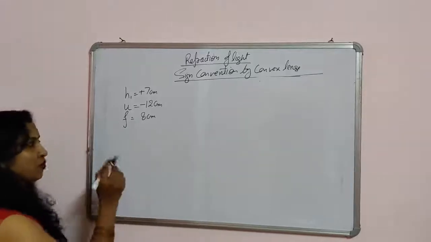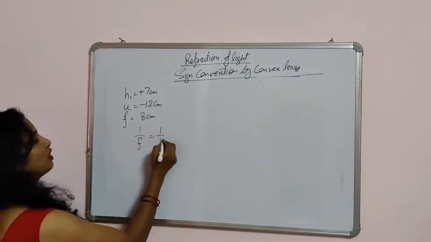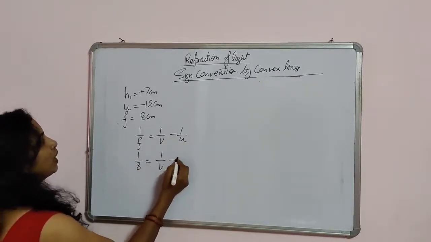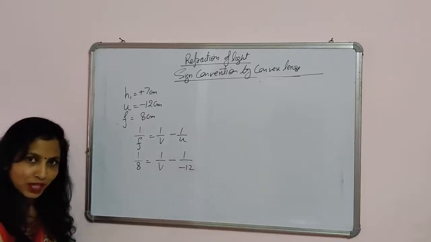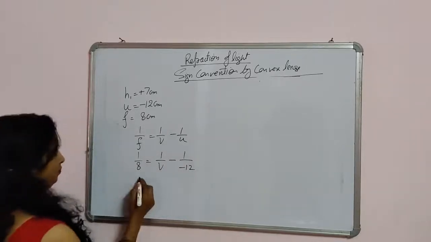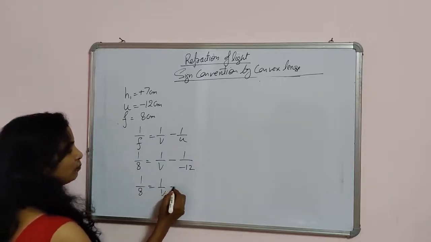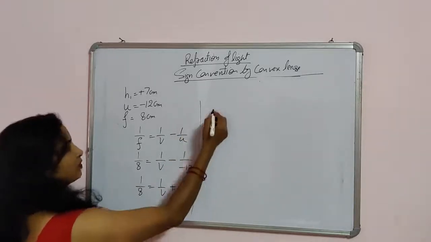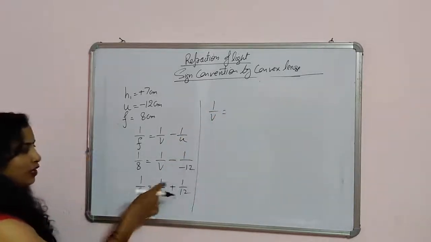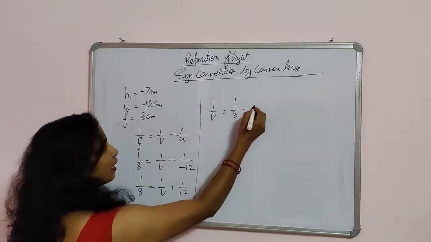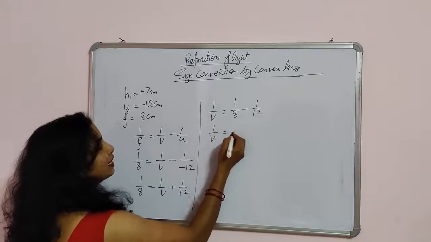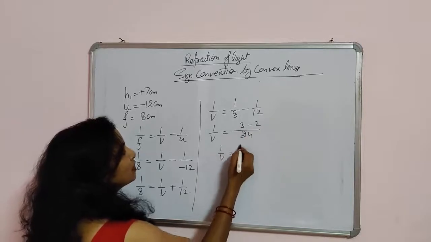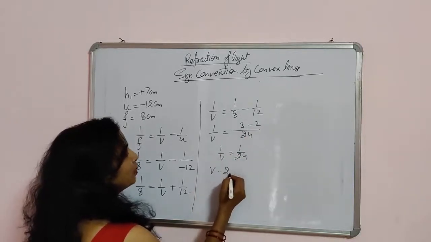So we will use the lens formula, that is 1 upon f is equal to 1 upon v minus 1 upon u. 1 upon f is 1 upon 8 is equal to 1 upon v minus 1 upon minus 12. Okay, so we will put values with their sign. 1 upon 8 is equal to 1 upon v plus 1 upon 12. Now we can solve it like we solve the equations in maths. 1 upon 8 minus 1 upon 12, and by taking LCM, LCM will be 24, 3 minus 2. So 1 upon v is equal to 1 upon 24, or we will say v is equal to 24 centimeter.